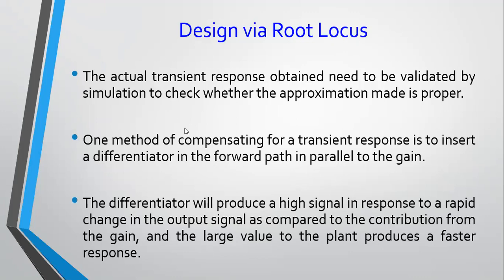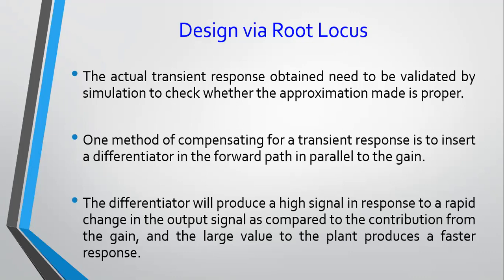So what I'm saying is that the actual transient response obtained after designing your controller needs to be validated by simulation to check whether the approximation is proper. Again, that approximation is a second order approximation. For example, if your actual system order is 5, and now you're going for maybe second order, it's an approximation which you want to validate.